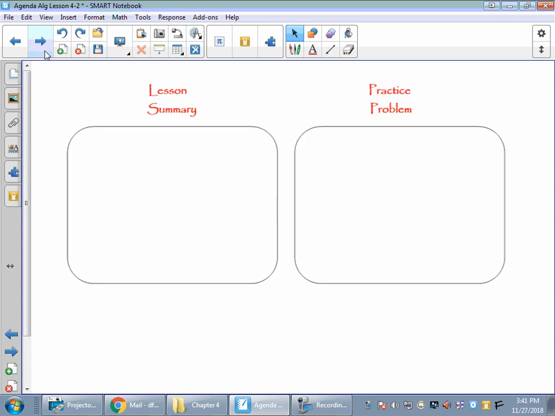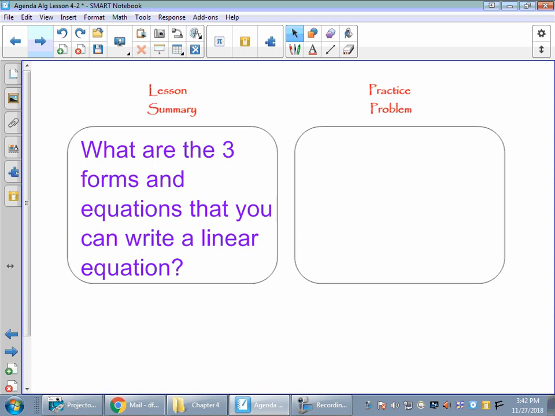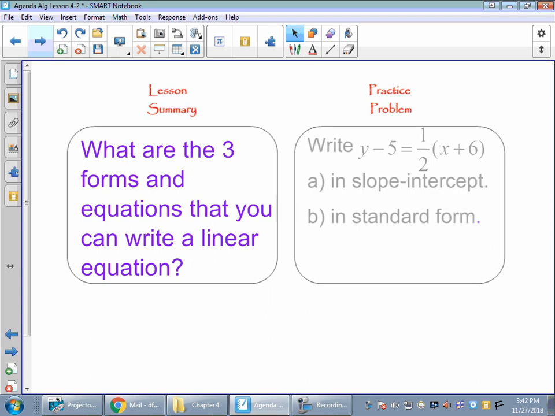So that takes us to the end here, our lesson summary. What are the 3 forms of equations that you can write a linear equation in? I need the name of the form and then the actual equation. There are 3 of them, and it's in your notes. And then the practice problem here is to write this equation, y minus 5 equals 1/2 times x plus 6. Write it in slope-intercept form, and then also write it in standard form. And you should be able to tell what those are.